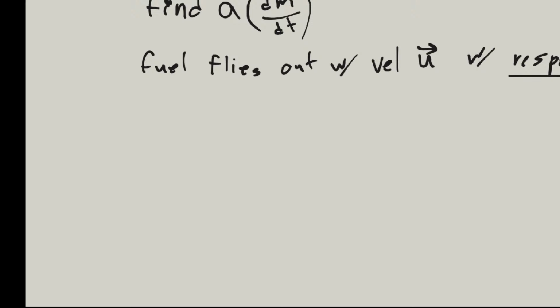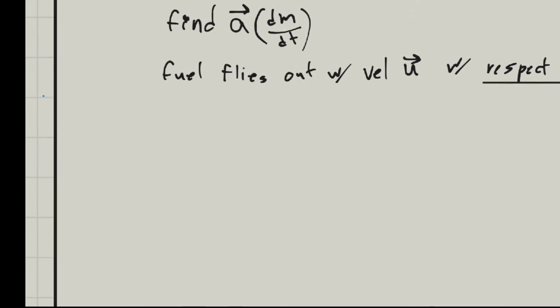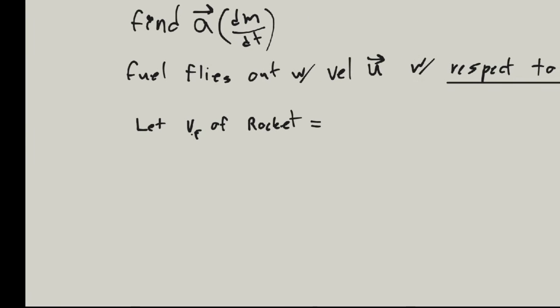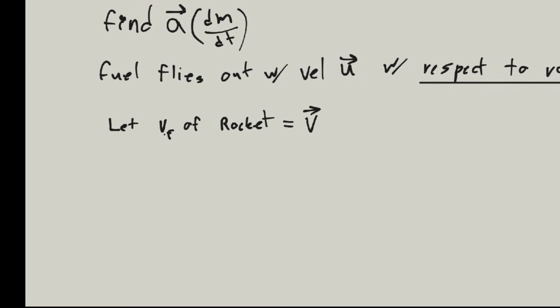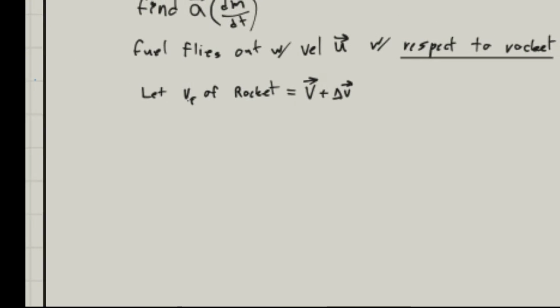Okay, so let's make a few things to help us out. Let Vf of the rocket equal v plus delta v. Remember, v is the velocity that we gave the rocket at the beginning, plus whatever it changed. That's a basic definition of velocity. This is just going to help us write things out. And then we have to find the velocity of the fuel in the lab frame, in the true reference frame. So let's figure out how we're going to do that.